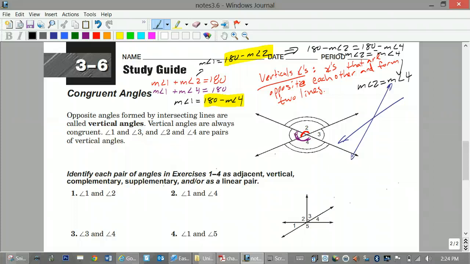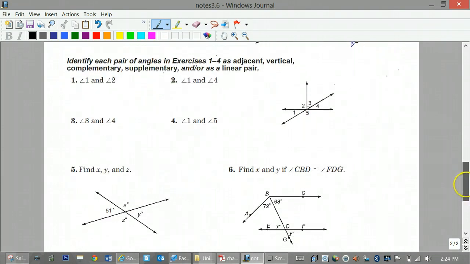All right, let's look at some representations of and identifying which are vertical angles. So we're just going to talk this through. We're going to talk 1 through 4 together. We're going to answer what types of angles they are, just classify them, and then we're going to do some application of it, based on some of the things we do.